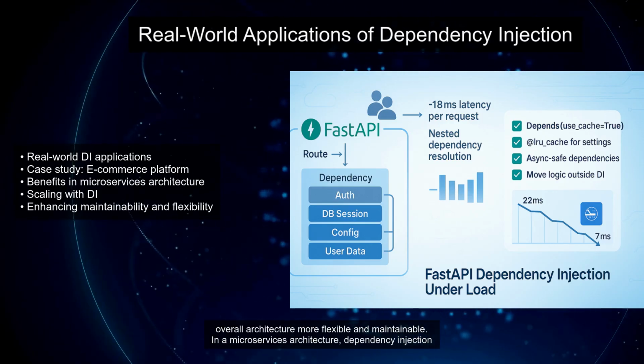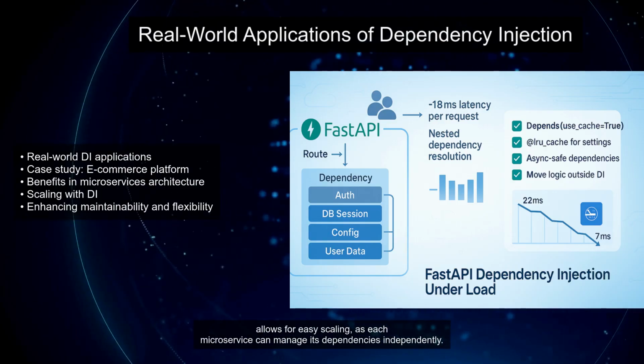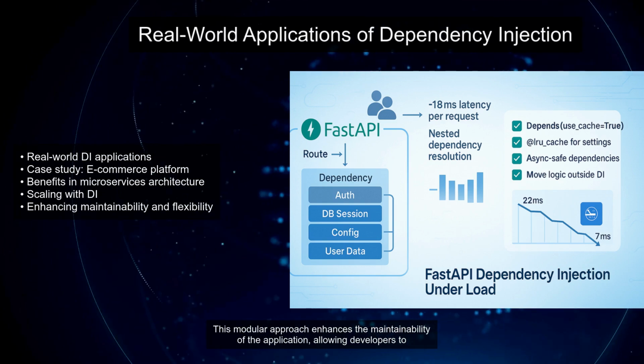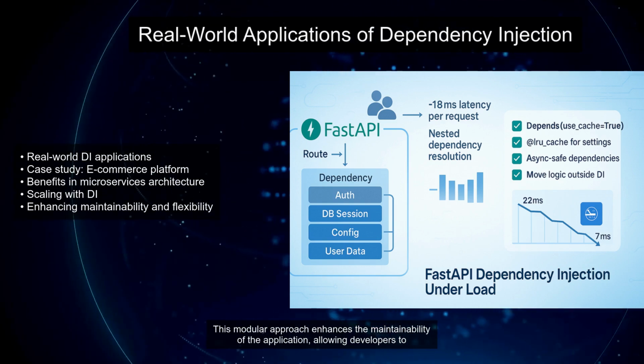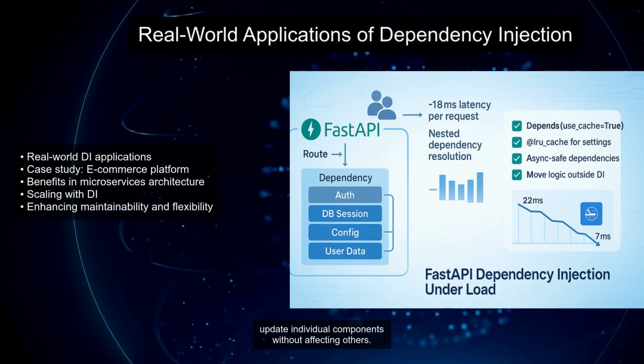In a microservices architecture, dependency injection allows for easy scaling, as each microservice can manage its dependencies independently. This modular approach enhances the maintainability of the application, allowing developers to update individual components without affecting others.